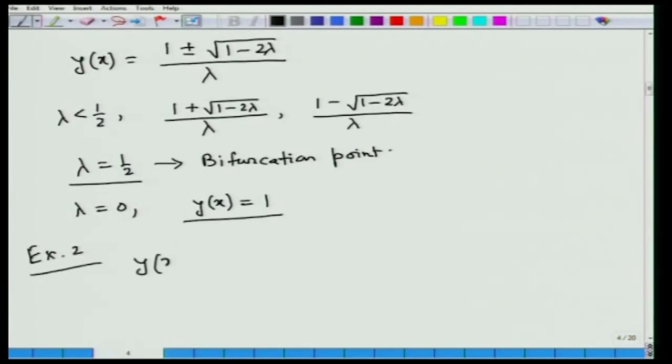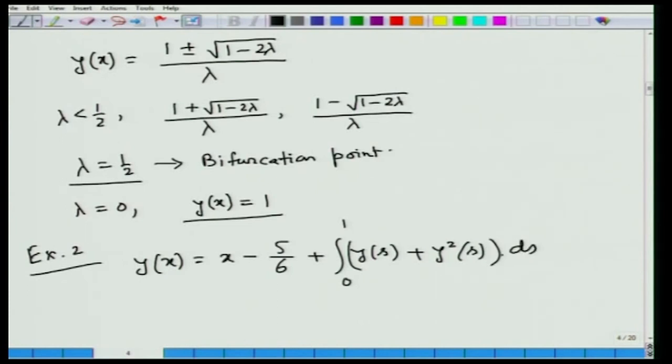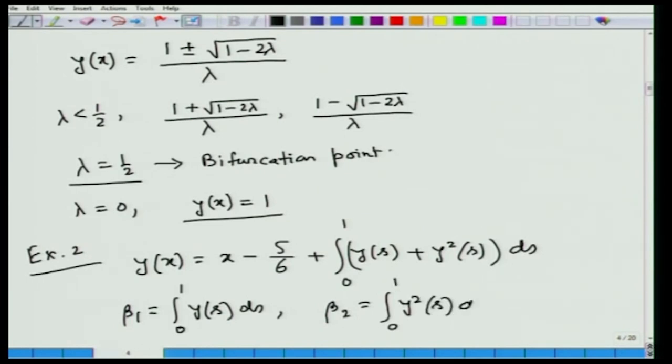y(x) is equal to x minus 5 by 6 plus integral 0 to 1 of y(s) plus y square(s) ds. So, this y(s) plus y square(s) in this case is actually our g(s). Although y(s) separately is a linear function, y(s) plus y square(s) is a nonlinear function. Now, we define two quantities beta 1 and beta 2, defined respectively by integral 0 to 1 of y(s) ds, and beta 2 equal to integral 0 to 1 of y square(s) ds.